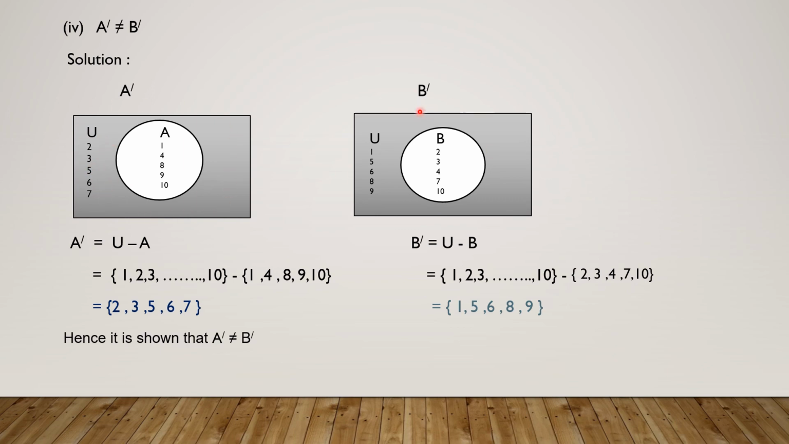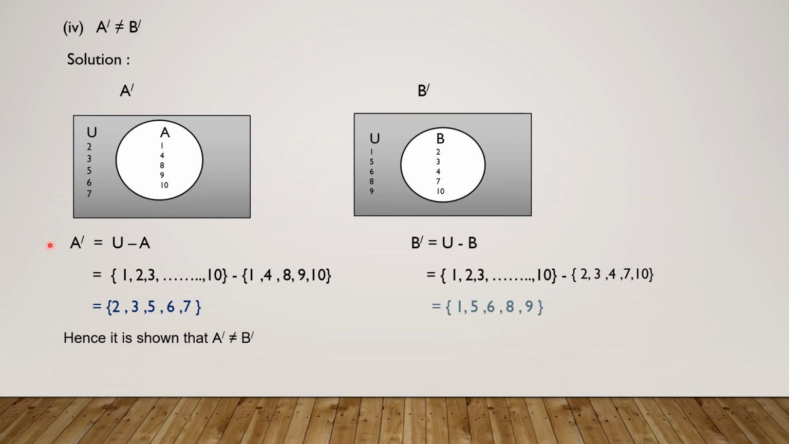Now we will draw B complement. For this purpose we will draw universal set U. Inside U we will draw a set B. Now B complement means U minus B, means whole the portion of set U which is not present in set B. So which portion is not present in B? This outer portion is not present, so we have shaded this portion.